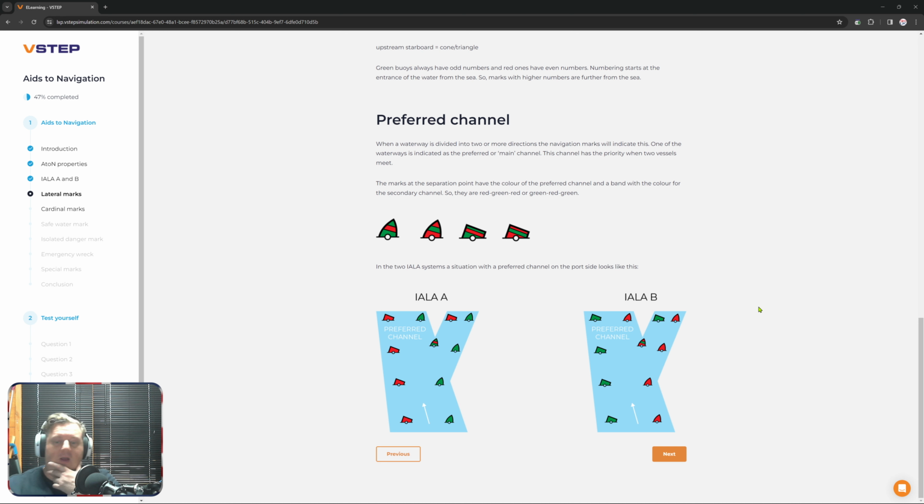Right, hang on. Let me just try and fathom this in my brain. In the two IALA systems, a situation with the preferred channel on the port side looks like this. So obviously they're different, which is going to confuse me a lot. But so this has got a red stripe. So the priority is here. No, sorry. Hang on. The priority is here on both. So ships that are coming down this preferred channel, no, that's the opposite way around, isn't it?